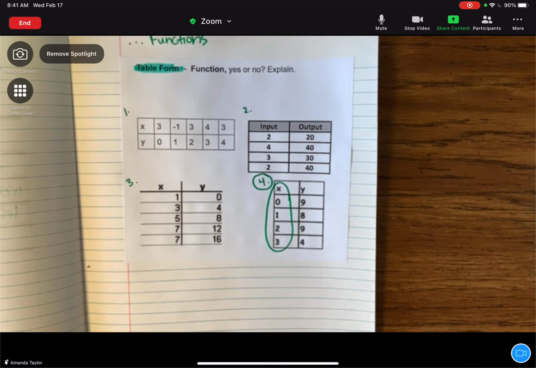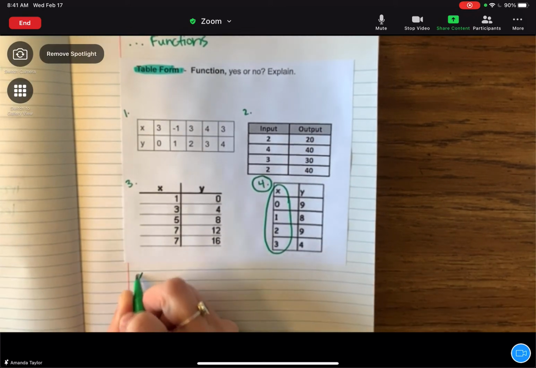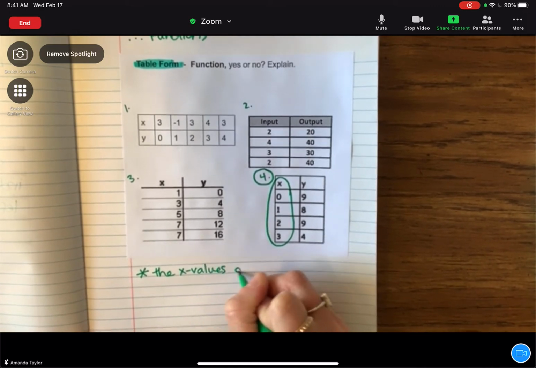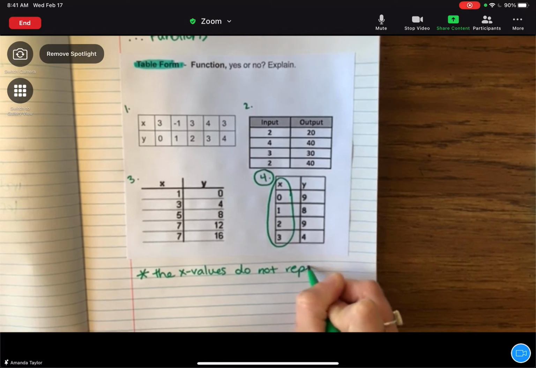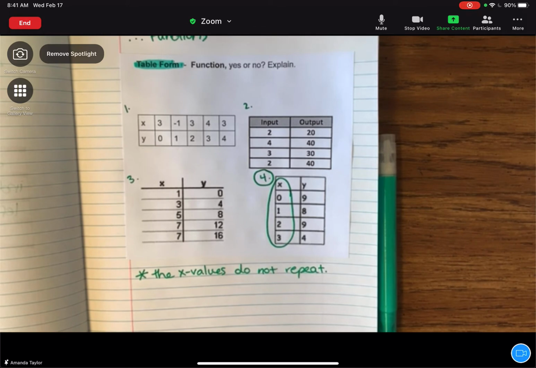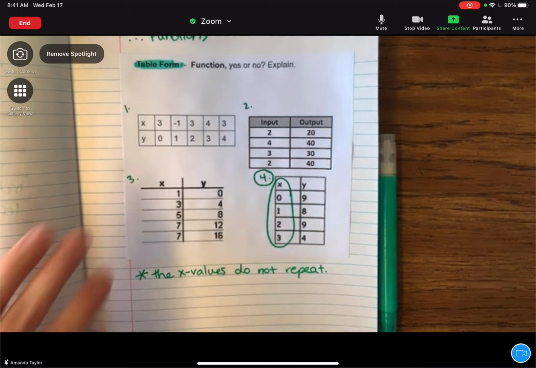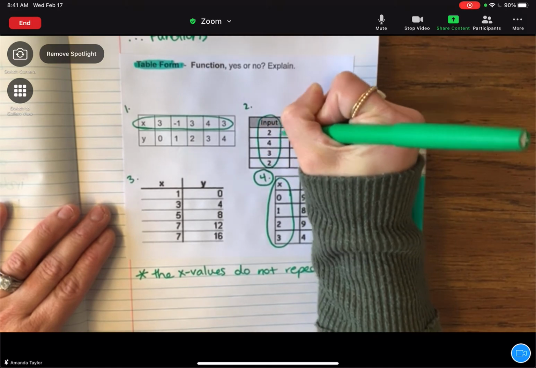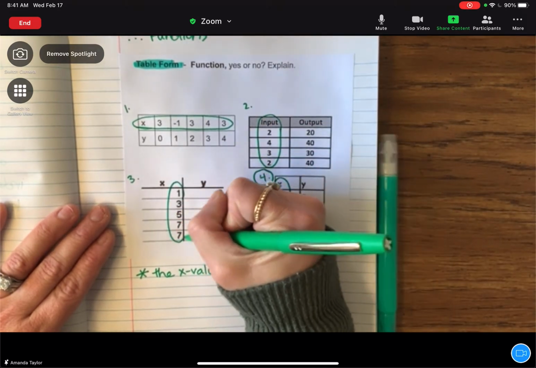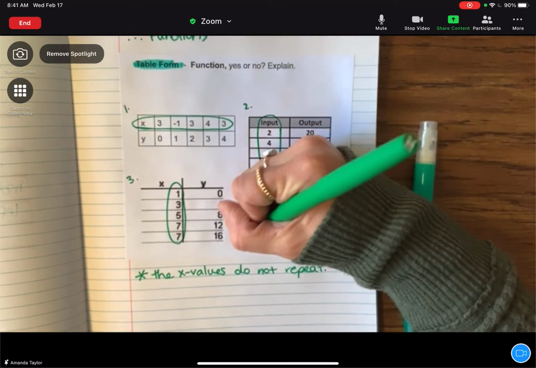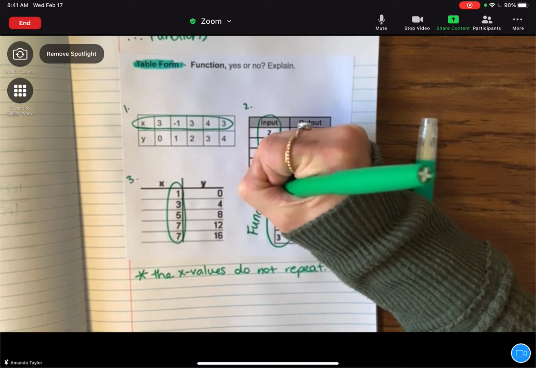Good job there. Okay. So down here at the bottom, if it's a function, the x values do not repeat. That means you don't see the same x value twice. So all you have to look at are the x values. Here, the input we've talked about, that means x values. And then here's these x values. This one is the function. Number 4 is the function.